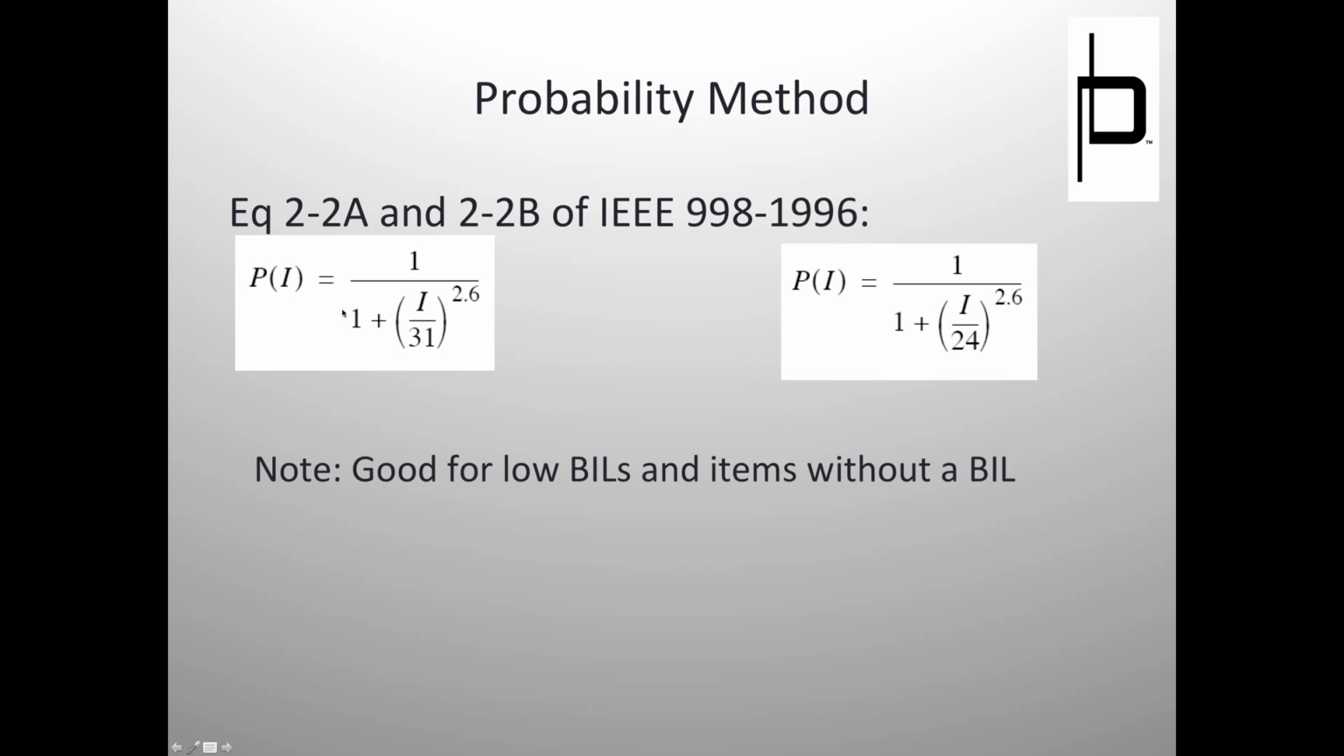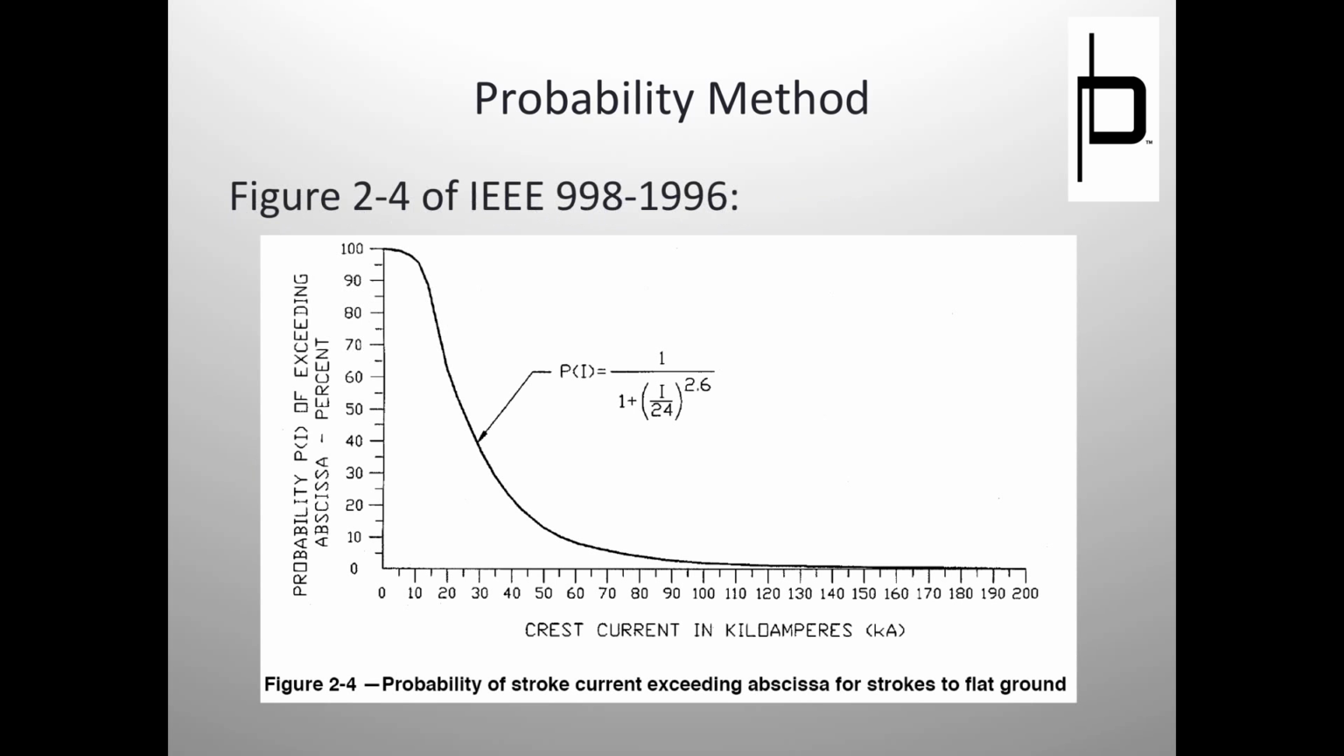We could do that with this formula or this formula. This one's a little bit more conservative. This will give you a smaller sphere radius, which will result in something a little bit more difficult to protect against. But both formulas are in IEEE 998, and both formulas are good.